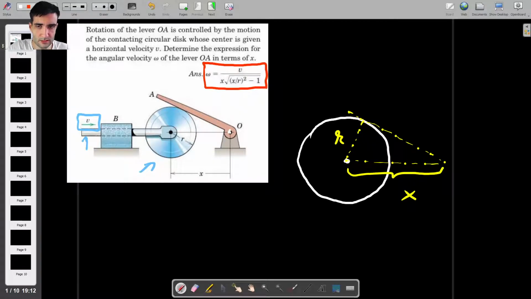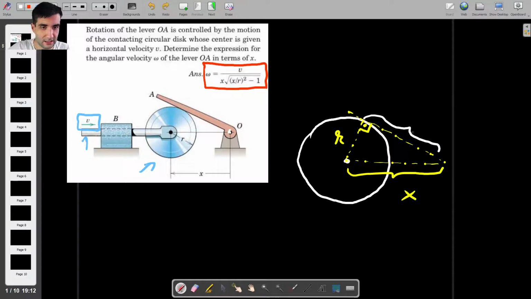Obviously both of them are solid objects, and the lever is in contact with the disk. In other words, the lever arm is tangent to the disk's circumference, right? And because of that, we've got an angle of 90 degrees here. And that angle of 90 degrees means that we've got a right angled triangle, right? So we know two sides of that right angled triangle. So we know the radius, we know the distance x, which means that we can actually find this side, right?